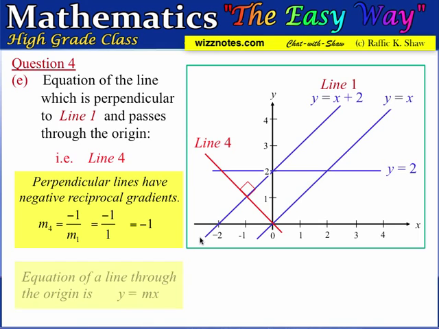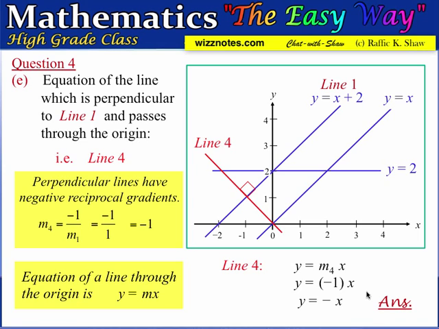And we also know that the equation of a line through the origin is of the form y equals mx, because the c value would be equal to 0. And we now know that the gradient of line 4 is equal to negative 1, and we can therefore show that line 4 would be of the form y equals m4 x, the gradient of line 4 multiplied by x. We have calculated the gradient of line 4 to be negative 1, and so we can substitute negative 1 here for the gradient of line 4. And therefore, the equation of line 4 is y equals minus 1 times x, which is the line y equals minus x. And so that's the answer for part E.